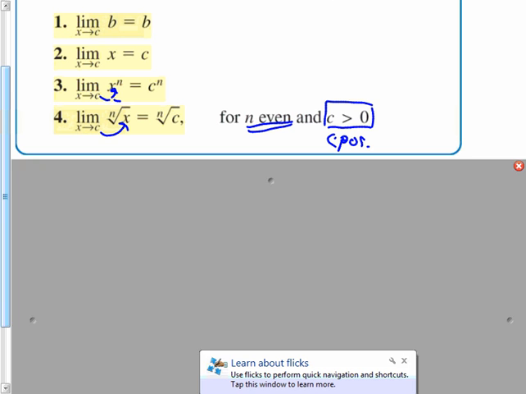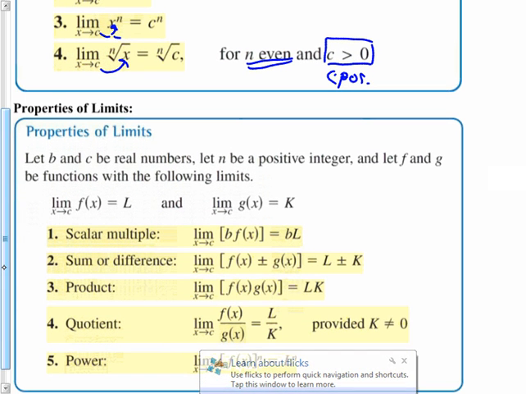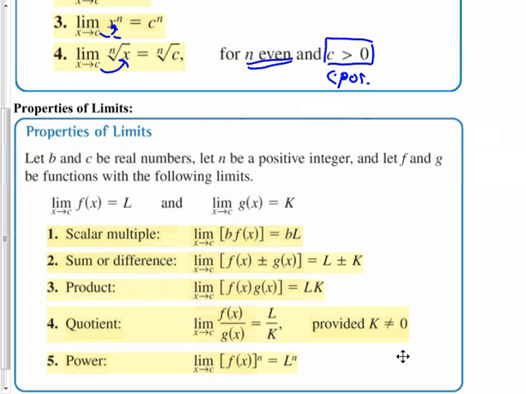Moving on. We have properties of limits. All right, so let b and c be real numbers. Let n be a positive integer. Let f and g be functions with the following limits. Given the limit of f of x as x approaches c is L, and the limit of g of x as x approaches c is k, right? So just follow those two.